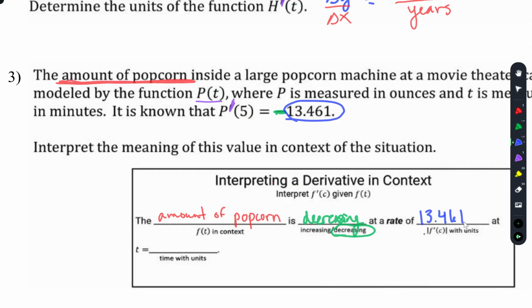13.461, okay. Oh, we didn't do the units. At 13.461, and then your units, remember, would be ounces of popcorn per, and then what's your T? Minutes. At time equals, and then that's where you're going to put in that 5. Okay.